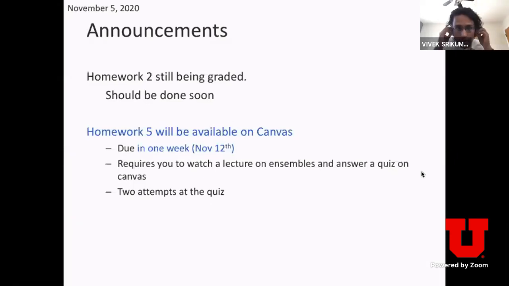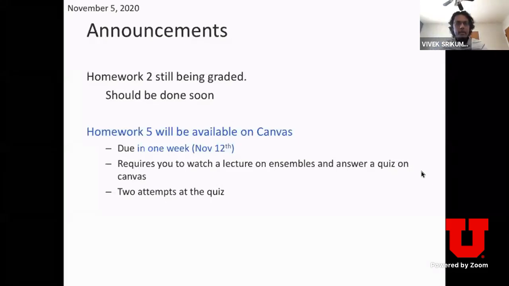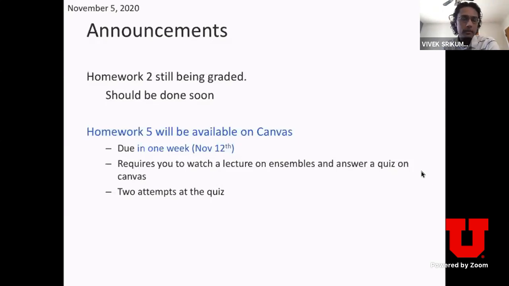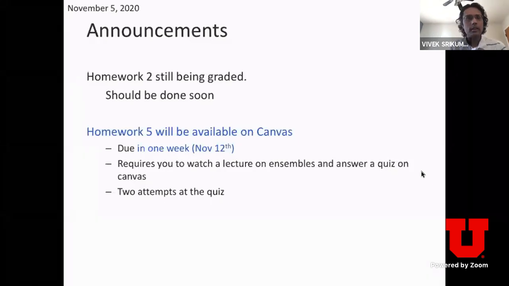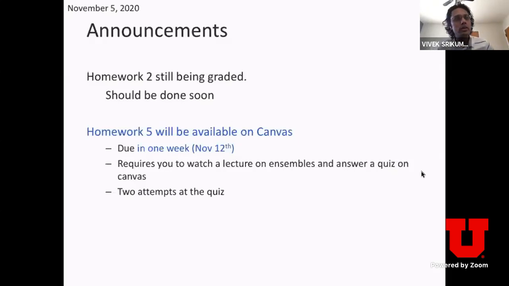And there will be another homework 5, which will be available on Canvas. Now, this is going to be a slightly different homework. It's going to be due in 1 week. It will be essentially a Canvas quiz style homework, so you get a week, you get 2 attempts and all that. What the homework will entail is it will require you to watch a lecture on ensembles and boosting. And the whole homework is essentially a set of questions that will guide you through understanding that process. So you'll get 2 attempts at that homework.